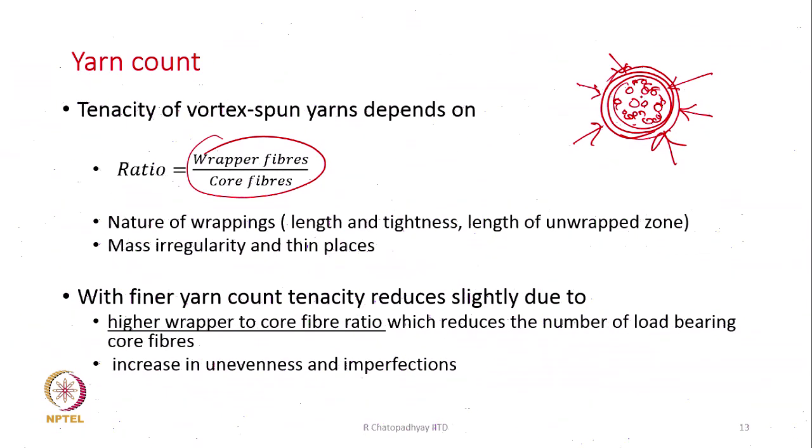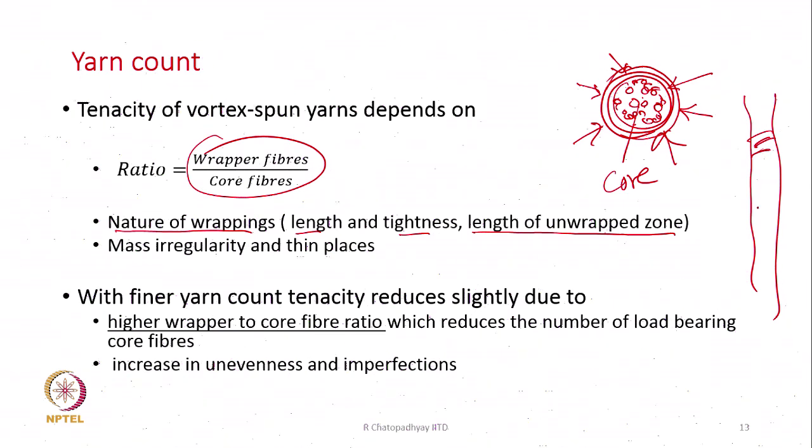The other thing is, if I make more fibers wrap, the number of fibers in the core will go down. It will be less and less. So, here also there has to be an optimum. Besides, it also depends on the nature of wrapping, whether these wrappings are tight or loose or irregular. That means the length and tightness, the length of the unwrapped zone of the yarn. Say if this part is wrapped, then this part is wrapped, and again this part is wrapped, like that. So, what is this zone which is not wrapped? If this zone length is longer than the fiber length, then if I pull the yarn, it will easily slip from here.